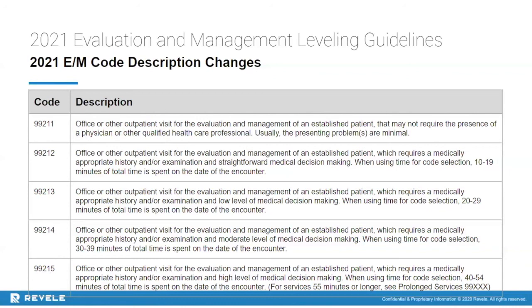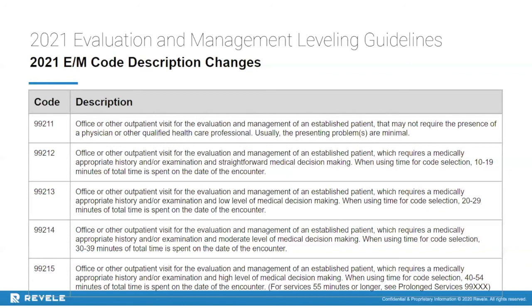And last is 99215 for an office or other outpatient visit for evaluation and management of an established patient, which requires a medically appropriate history and/or examination and a high level of medical decision making. When using time for code selection, 40 to 54 minutes of total time is spent on the date of the encounter.